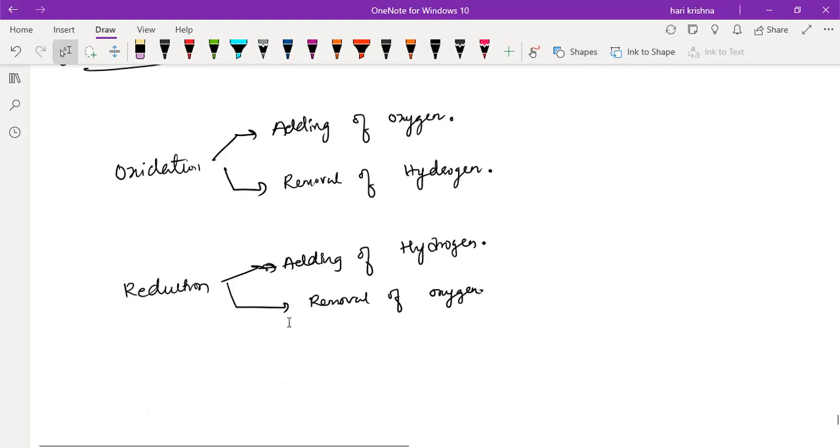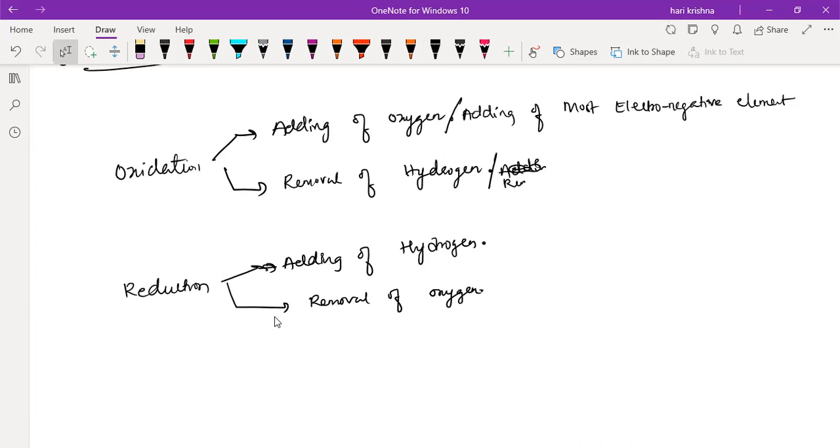So oxidation means adding of oxygen or removal of hydrogen, or one more term is there: adding of the most electronegative element. Yes, sir. But sir, it is removal of electrons, right? Oxidation, yeah, removal of electrons, or removal of an electropositive element. You can say electropositive.